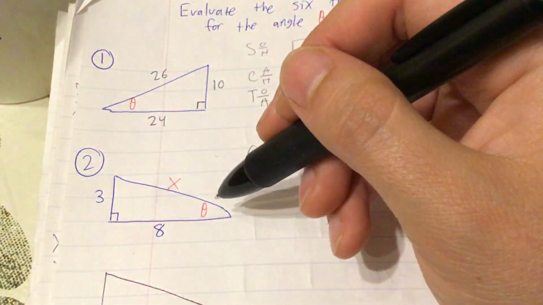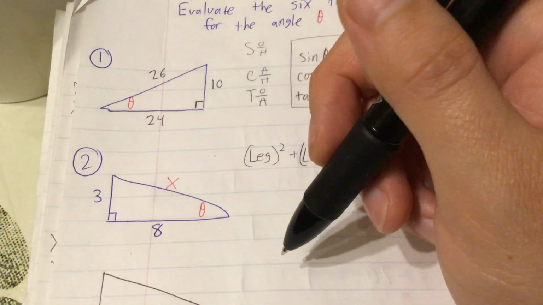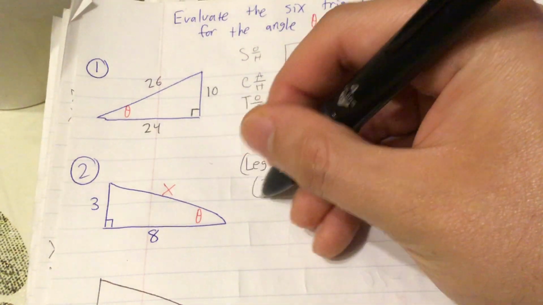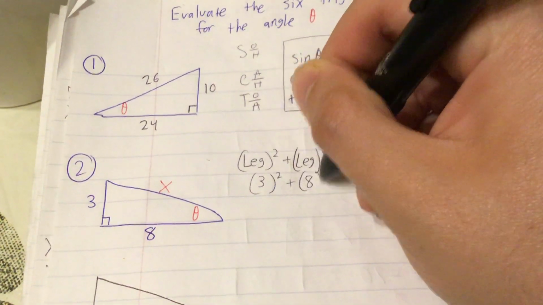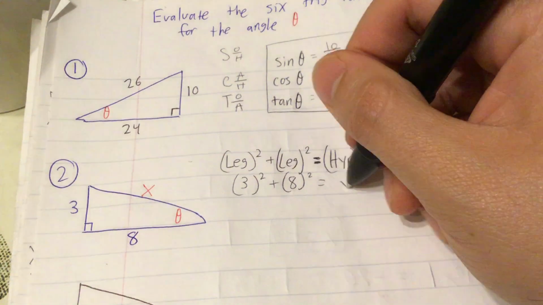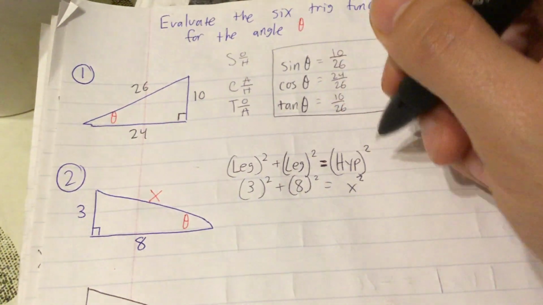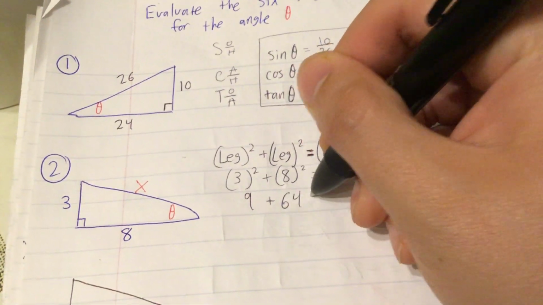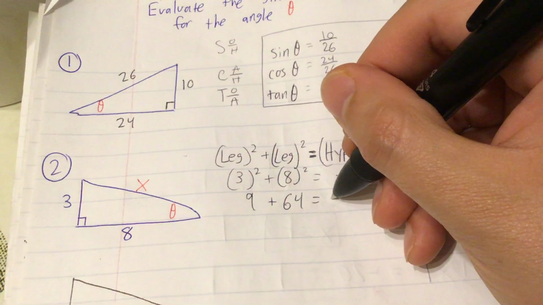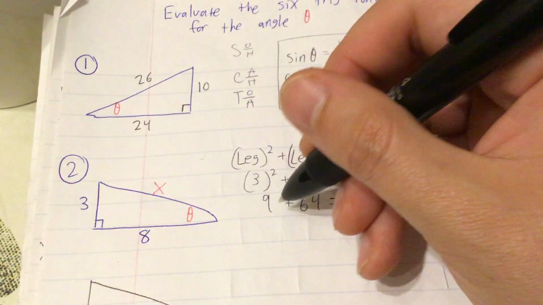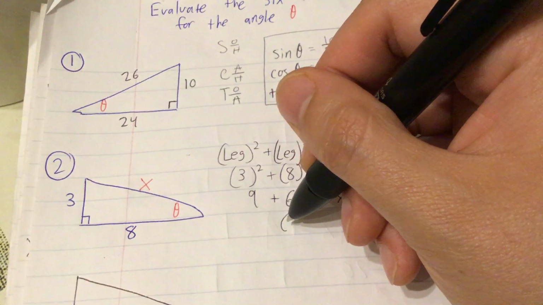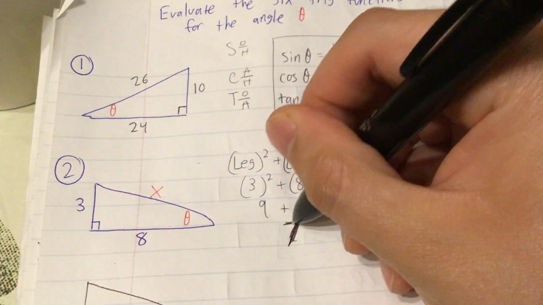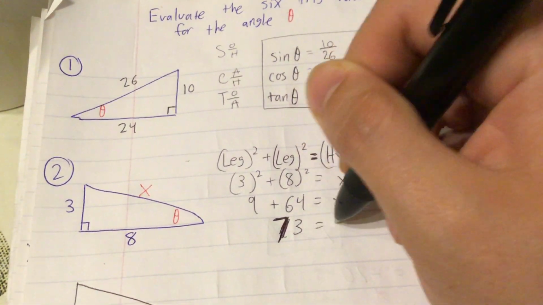So the diagram will be given with the angle theta and 2 of the sides. So when in doubt, just put x for the unknown side. So I'm going to say 3 squared plus 8 squared is equal to x squared. 3 squared is 9. 8 squared is 64. And x squared is just x squared. 9 plus 64 is 73, not 63. That would have been a bad move. So 73 is equal to x squared.